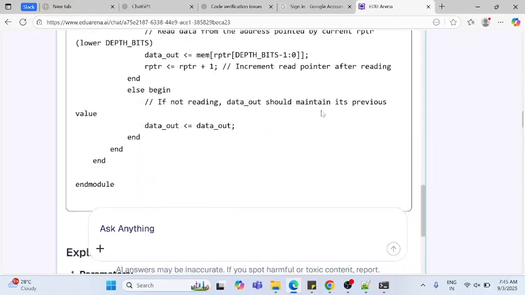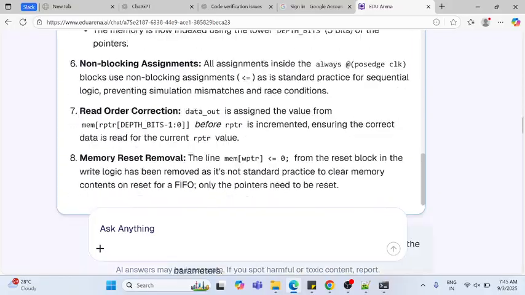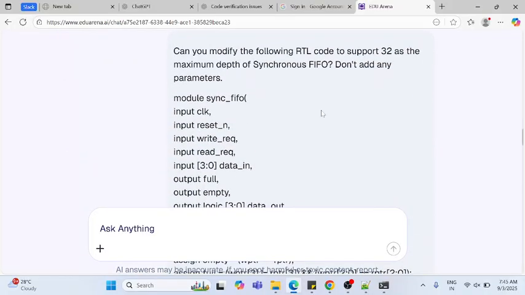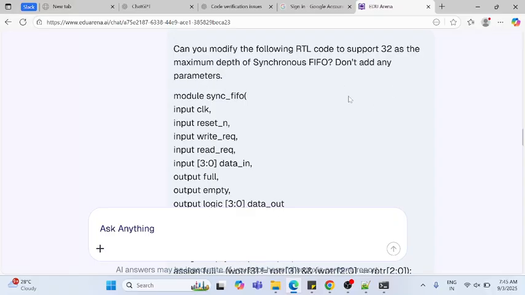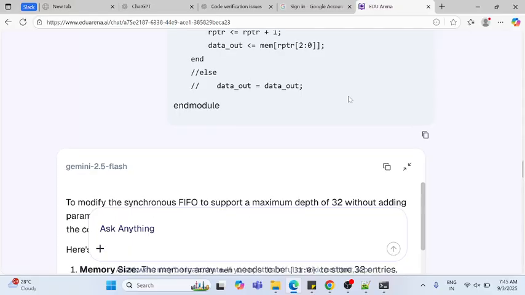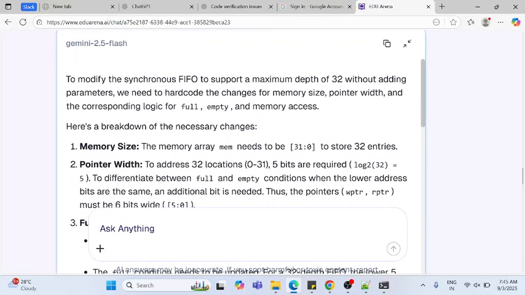parameters. So now again I am asking, I don't want any parameters. Can you modify the following RTL code to support 32 as the maximum depth of synchronous FIFO? I did not mention whether to add parameters or not. So here is what you have to understand: you have to give the instruction properly. If you don't specify anything, it will assume something and give it, maybe right or wrong. Don't add any parameters. So I modified the prompt, and it gives me this.